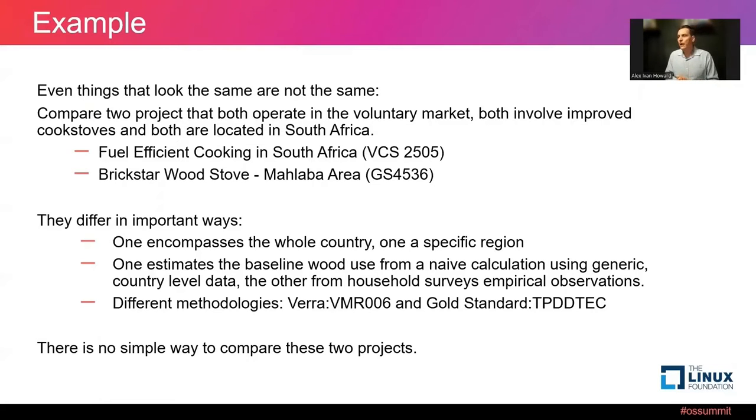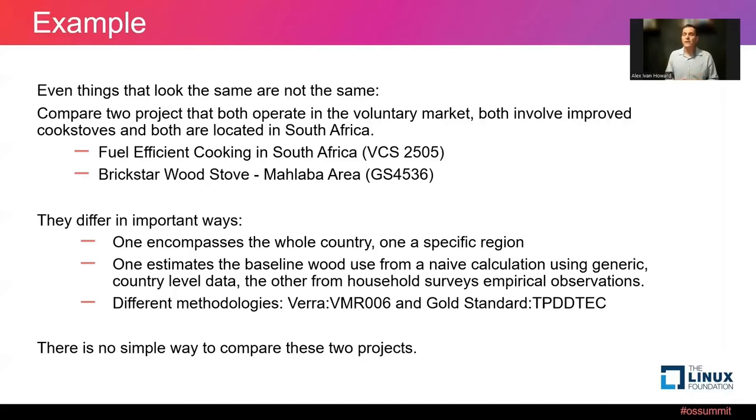Just a brief example from my field of work to highlight this problem. Even things that look the same are not the same. If you compare two projects that can be labeled in the same way, I show them on the screen there. There's a voluntary carbon standard project, VCS 2505. Its title is Fuel Efficient Cooking in South Africa. And there's another project in the Gold Standard, GS 4536, Brickstar Woodstove Maslava area. I'm involved in that one. So if you just look at them, they can be labeled the same. They are voluntary carbon market projects with improved cookstoves in South Africa.